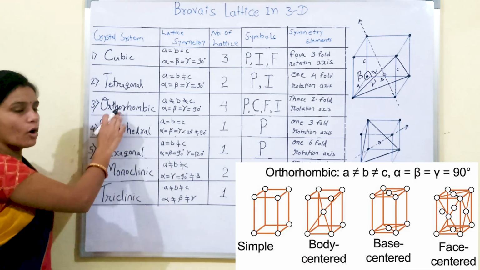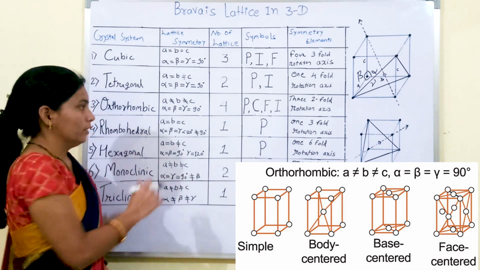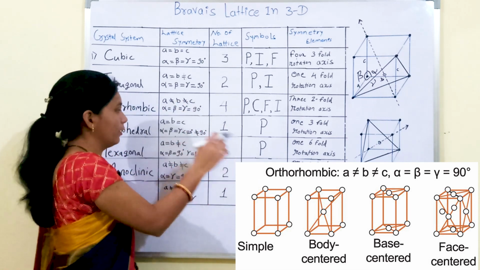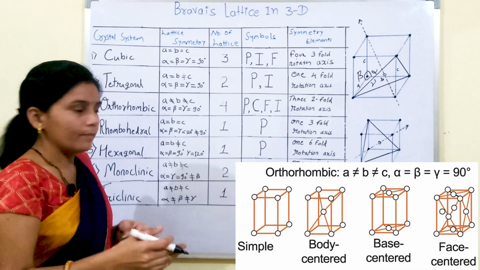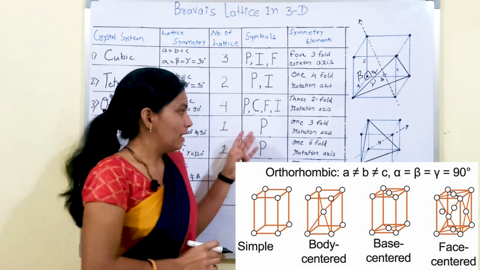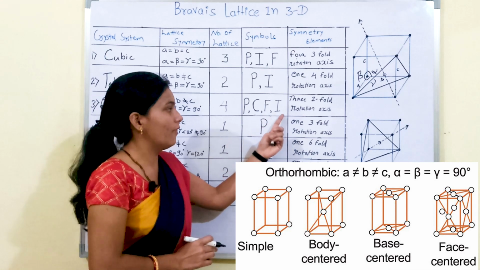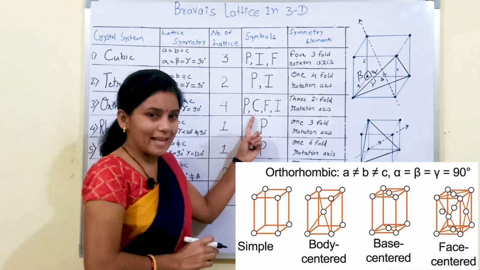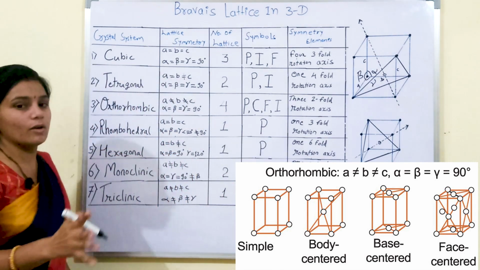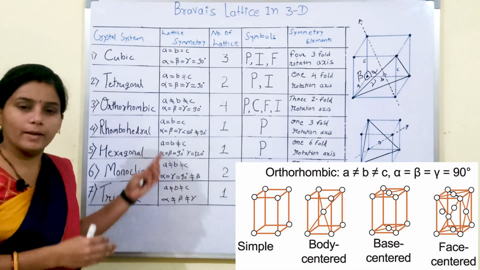The third one is orthorhombic. In orthorhombic, all sides are not equal, so a is not equal to b is not equal to c, but the angles between them are equal to 90 degrees. There are 4 Bravais lattices present in the orthorhombic crystal system, which are P, C, F, I. P means primitive, C means side centered, F means face centered, and I means body centered.